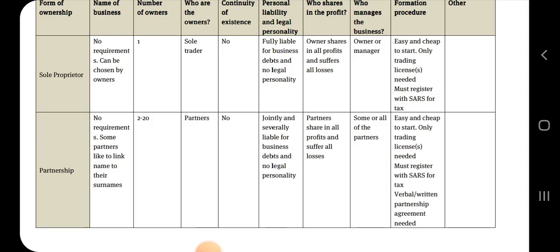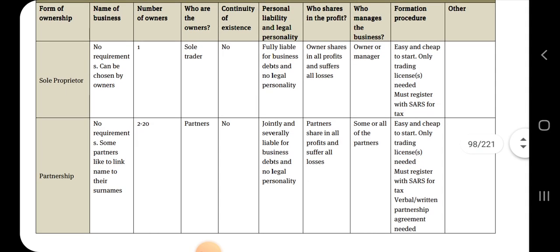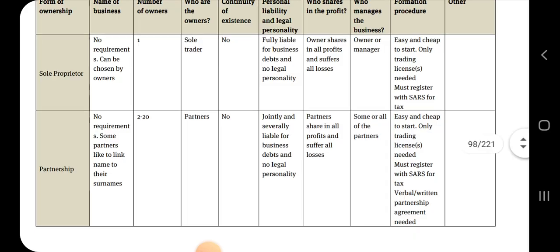And then who manages the business? Some or all the partners manage the business of a partnership. Okay, so formation procedures: easy and cheap to start, only a trading license needed and must register with SARS for tax. And then a verbal or written partnership agreement is needed. So an additional formation procedure for a partnership as opposed to a sole proprietorship is that they need an agreement. It must be verbal or in writing that they are partners.